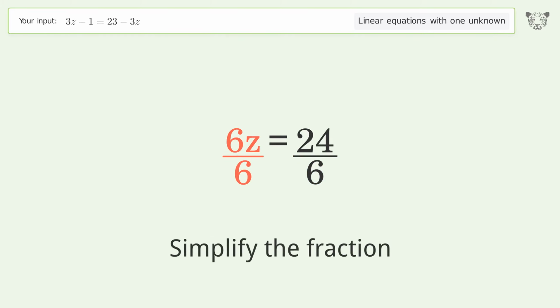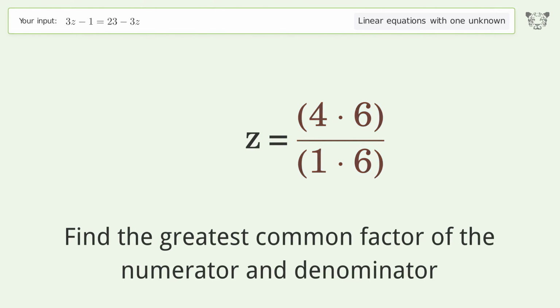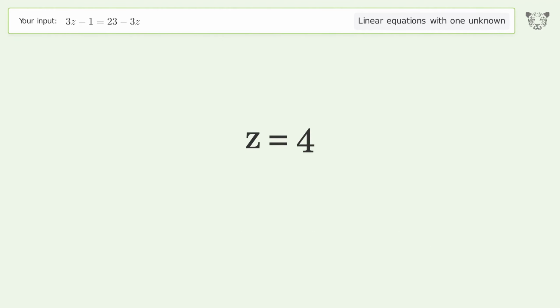Simplify the fraction. Find the greatest common factor of the numerator and denominator. Factor out and cancel the greatest common factor. And so the final result is z equals 4.